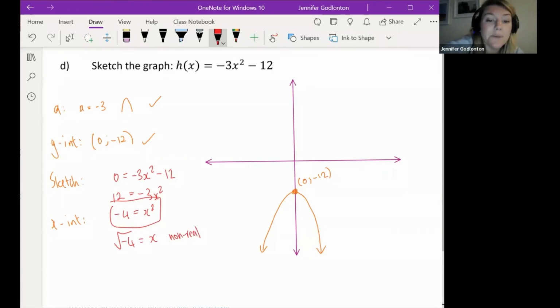And so if you had put the square root of negative 4 into your calculator, it would have come up as undefined or maths error, because it's not something we're allowed to do. And the reason it came up as undefined or math error is because we don't have any x-intercepts.